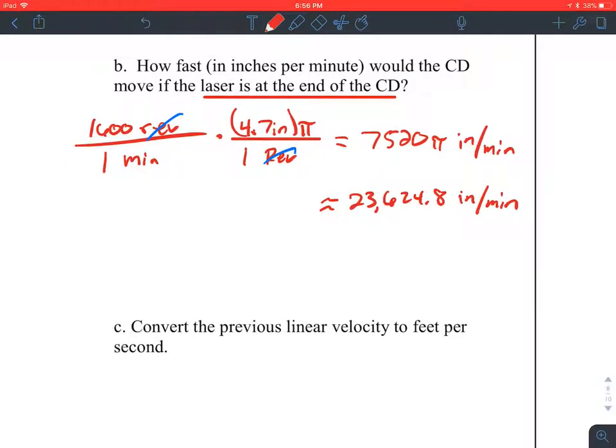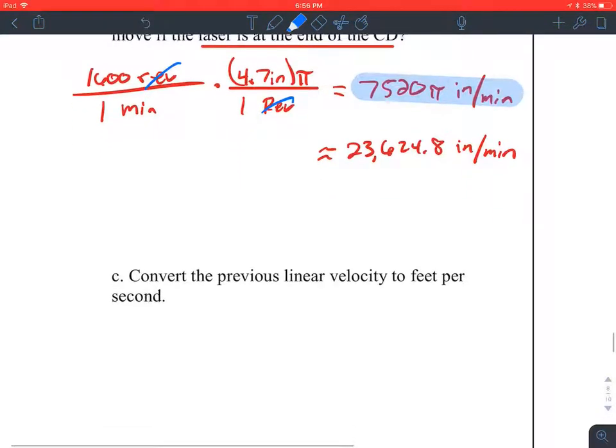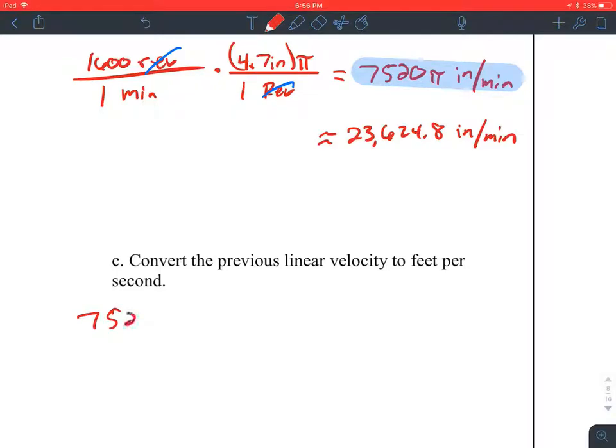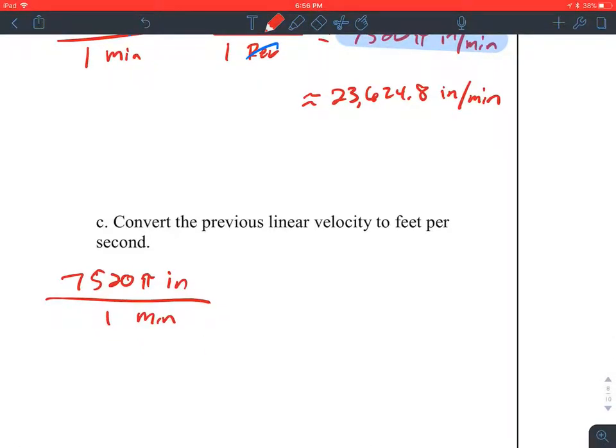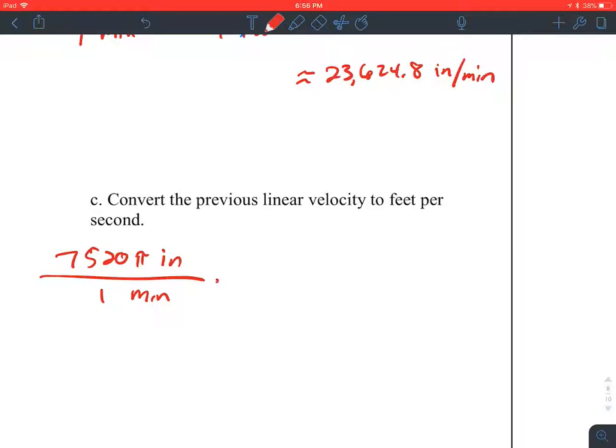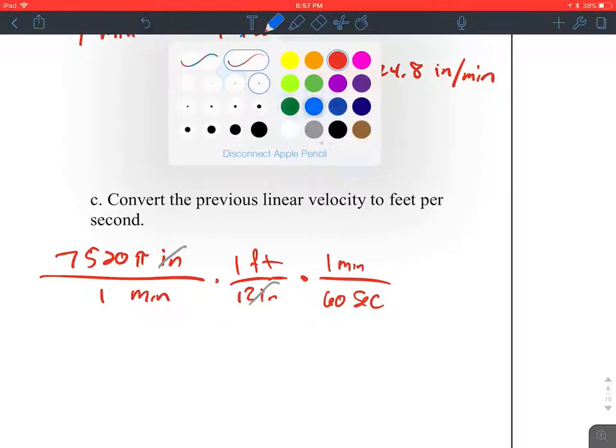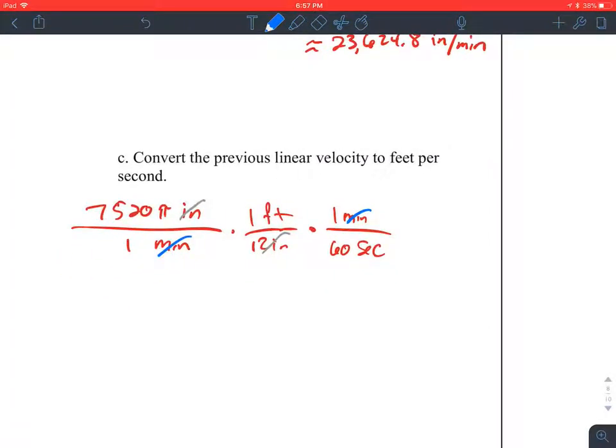Last one. Convert the previous linear velocity to feet per second. When we do that, it's essential that we use the one that's not rounded. So we get 7520 pi inches for every 1 minute. To convert it to feet per second, well, this shouldn't be too bad. 1 foot is 12 inches. Inches cancel. Now we're in feet per minute. We need to be feet per second. 1 minute is 60 seconds. Now we're in feet per second.